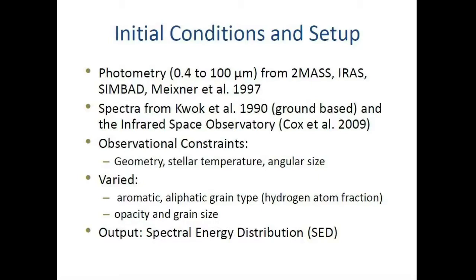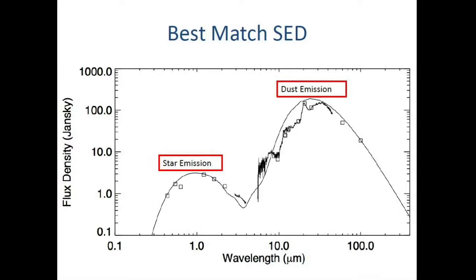The result of all this modeling was a lot of spectral energy distributions which covered a wide range of fluxes and wavelengths. This is my best match SED. I call it that because it matches the stellar emission and dust emission continuums relatively well. It does not include any emission features as we would expect at 3, 7, 11, and 21 micrometers.